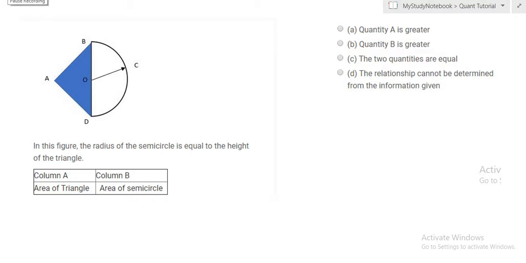We are going to talk about another geometric problem where we have to compare two parameters, and then with the given information we have to compare whether quantity A is greater or B is greater, or if they are equal. So let us look into the image.